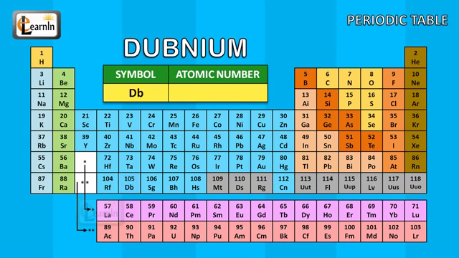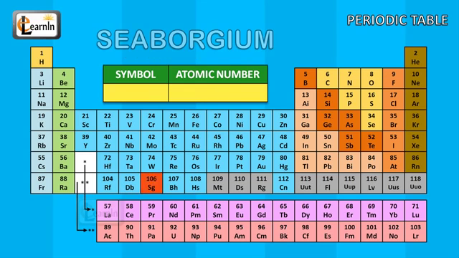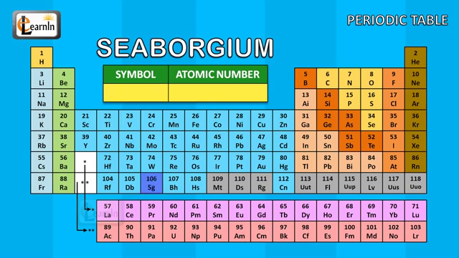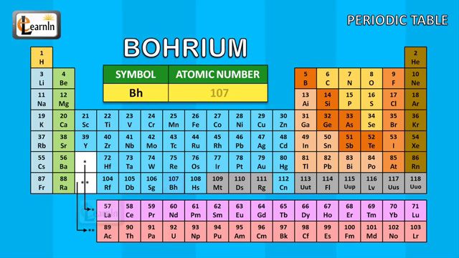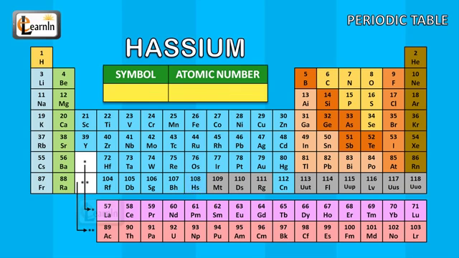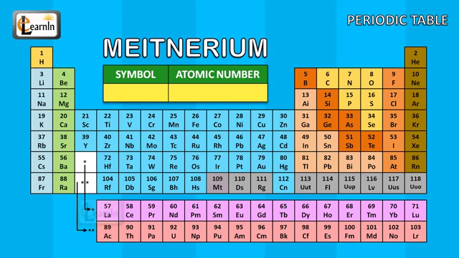The element dubnium is represented as Db and has an atomic number of 105. The element seaborgium is represented as Sg and has an atomic number of 106. The element borium is represented as Bh and has an atomic number of 107. The element hassium is represented as Hs and has an atomic number of 108. The element meitnerium is represented as Mt and has an atomic number of 109.